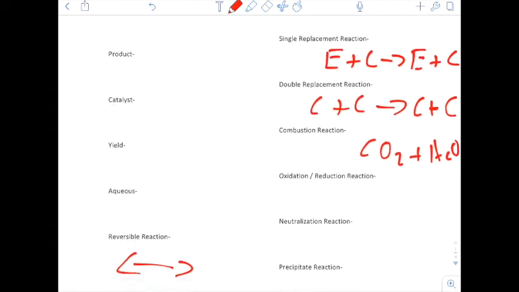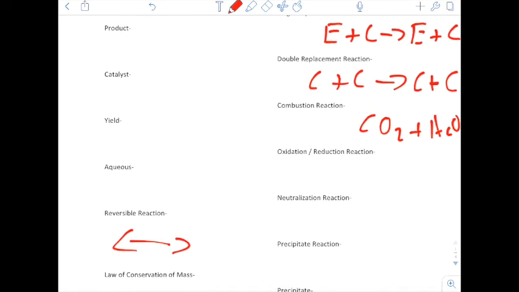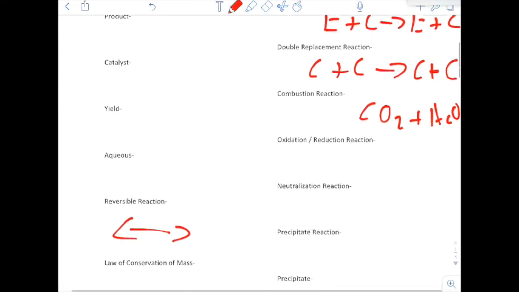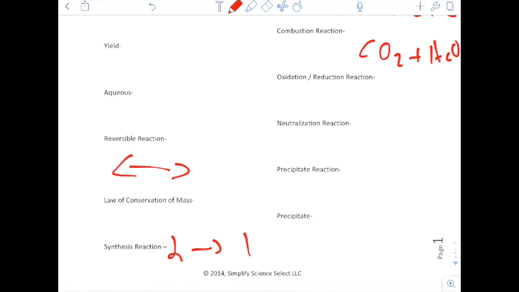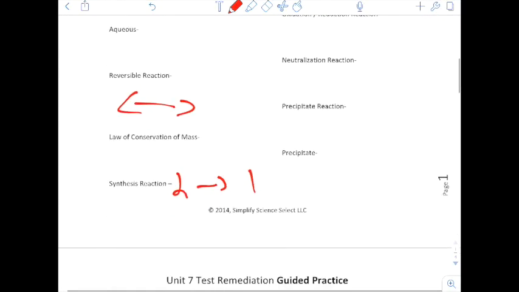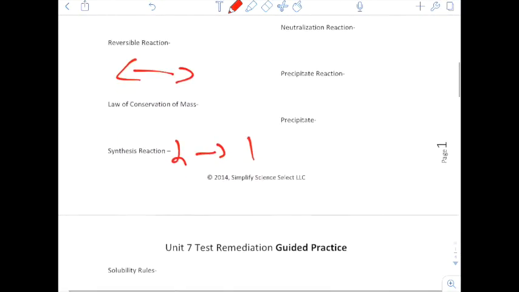Oxidation reduction reaction. An oxidation reduction reaction is when you have any change in oxidation numbers, or it's the transferring of electrons. Neutralization reaction is when you put an acid plus a base and it produces salt and water. A precipitate reaction is a reaction where you put two aqueous substances together and a solid forms out of solution. A precipitate is the solid part in a precipitate reaction.